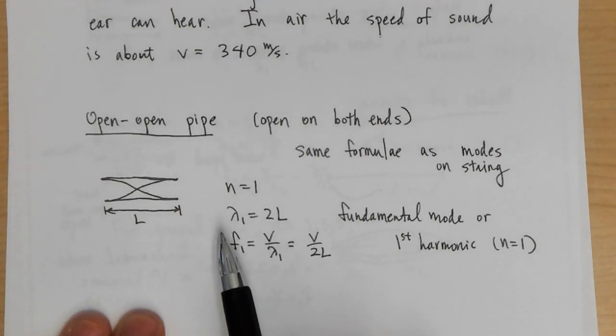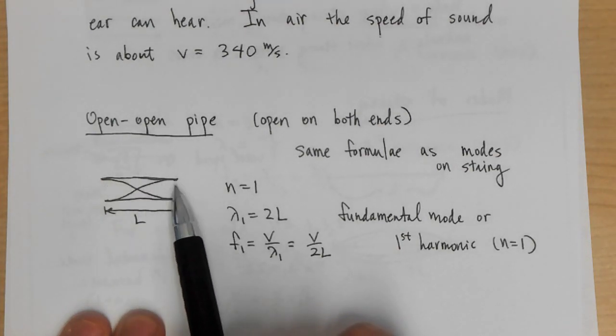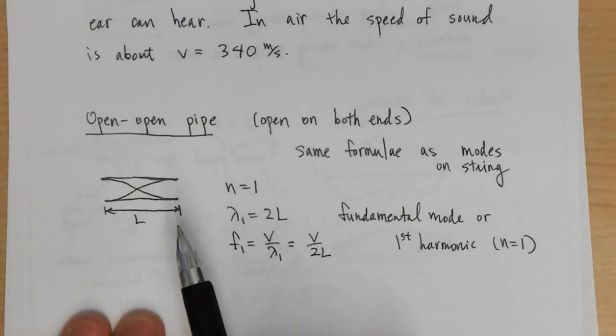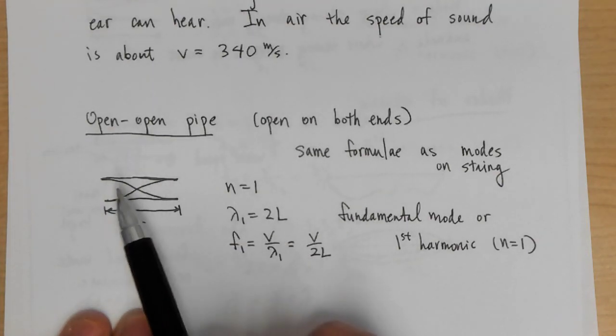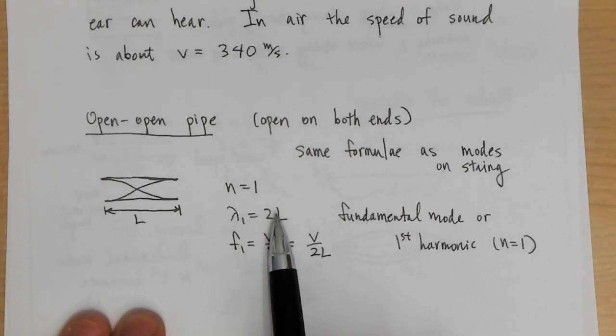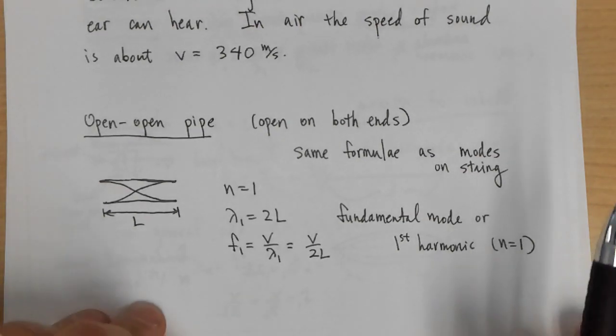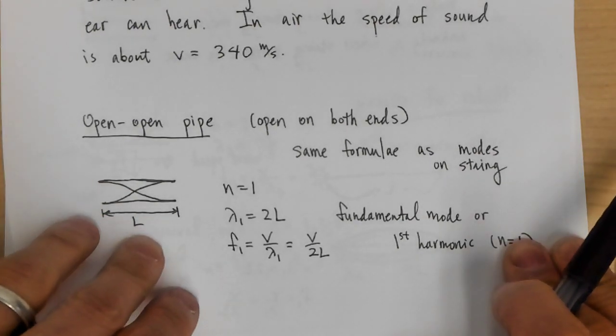Now, if I have a pipe that's open on two ends, like shown here, the lowest harmonic, n equals 1, has these antinodes at the two ends. You have antinodes for the open pipe ends, and lambda 1 is equal to 2L, and f1 is equal to v over lambda 1, which is v over 2L. It's the same formula as for a string. This is the fundamental mode, the first harmonic.